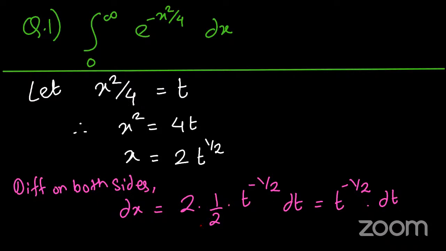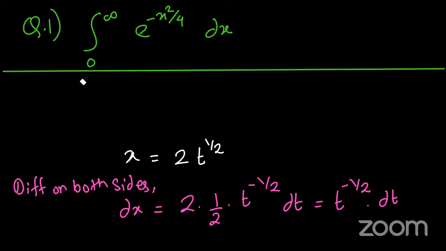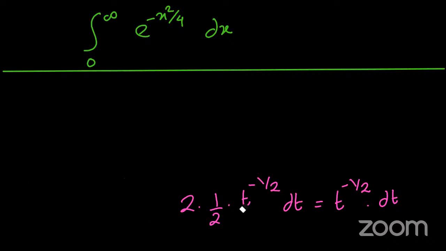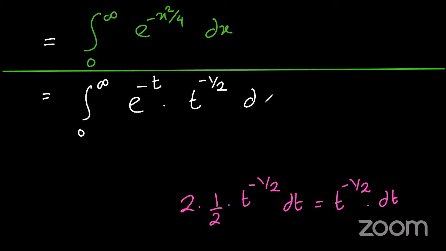Anyone in doubt? So what we'll do, we replace all the things here. Okay, so let's erase a few things. Now this is your question, and we will replace this question. The question was like 0 to infinity e raised to minus x²/4. What was x²/4? That is t. What is dx? t raised to minus half dt, right? In place of dx, what did I write? t raised to minus half dt, and in place of x²/4, I wrote t. Okay, this is done.